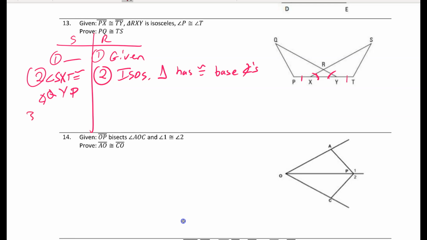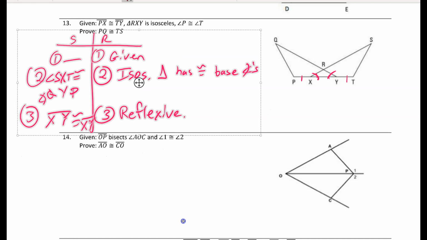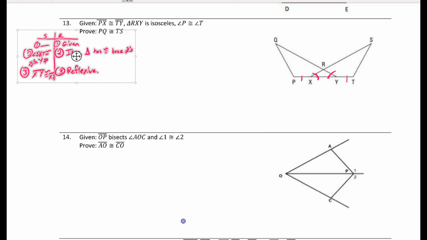For number 3, I could actually make an argument that XY is reflexive here, because that would get me those bottom sides, PY and XT. So these are the first 3 steps. I'm just going to give myself a little bit more room here because I tend to write a little too big most of the time. So number 4 would be that, and I'm actually going to write it over here.